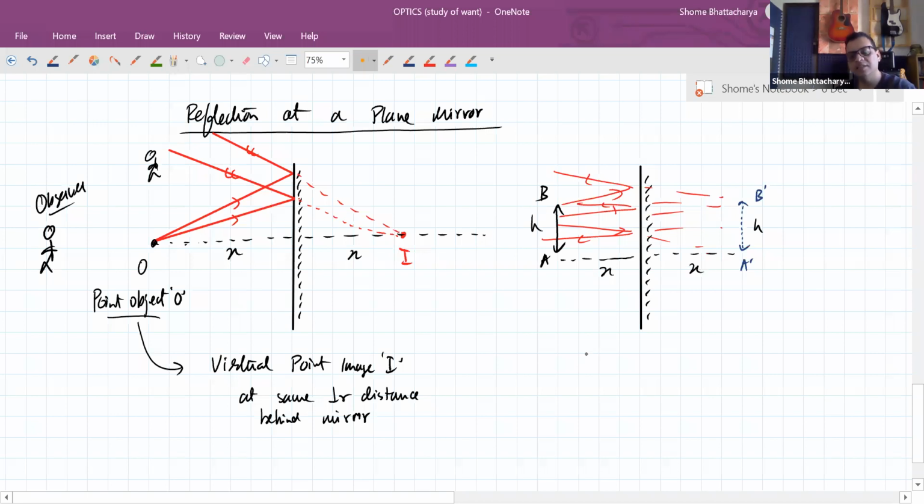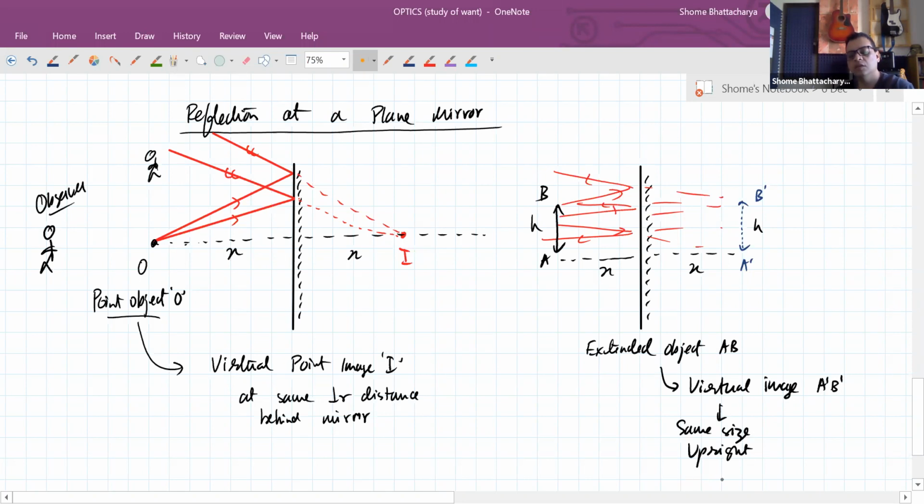So any extended object like AB over here is reflected by a plane mirror such that it produces a virtual image A prime B prime. Now this virtual image has the property of being same size, upright, and what we call laterally inverted.